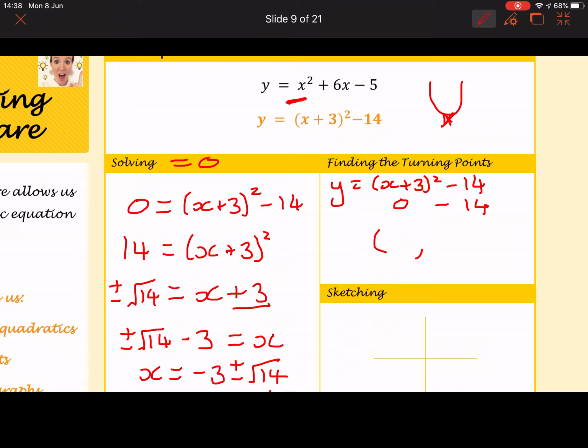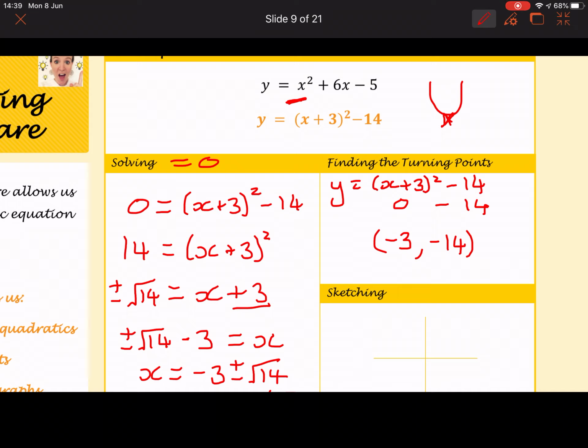So the smallest is minus 14. Now, to get the actual coordinate of that, what x value gave us 0 in that bracket? It was minus 3, wasn't it? Because minus 3 plus 3 gives us 0. Now, if x was minus 3 and we got 0, that meant y ended up being minus 14. And that's because 0 minus 14 is minus 14.